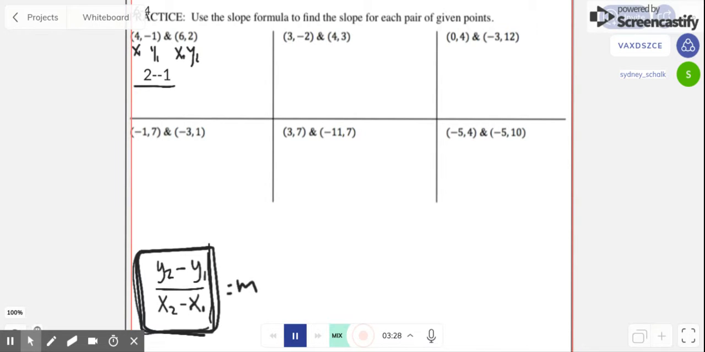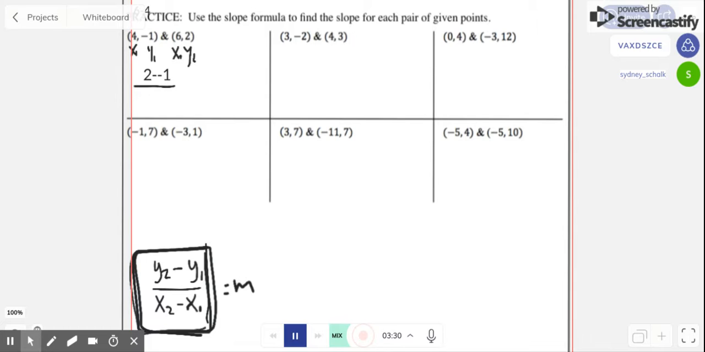So we have 2 minus -1 over 6 minus 4. 2 minus -1 actually turns to adding a positive, which is 3, and 6 minus 4 is 2. So my slope, or m, equals 3 over 2 for that one.